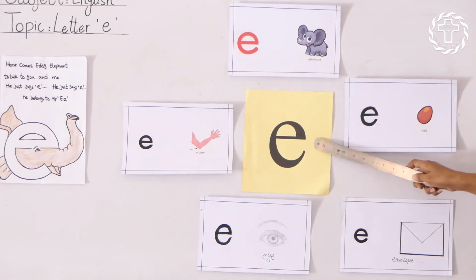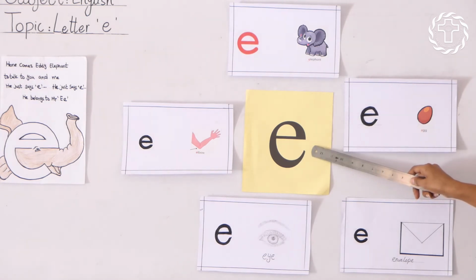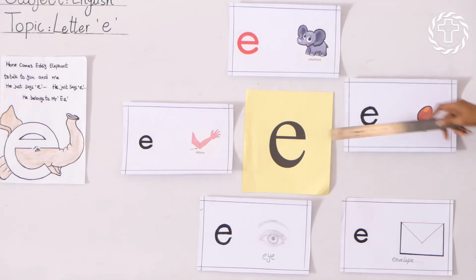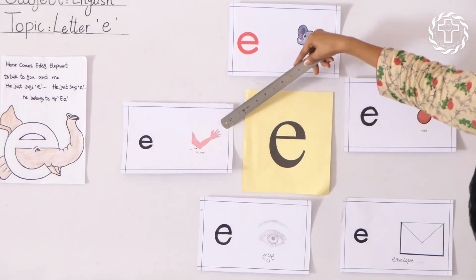Our today's letter is letter E and the sound of E is A. Elephant, egg, envelope, eye, elbow.